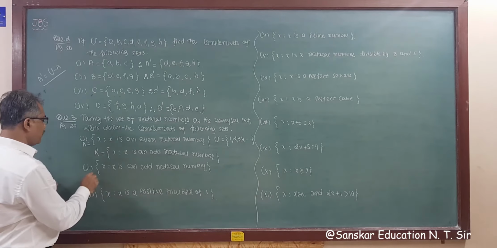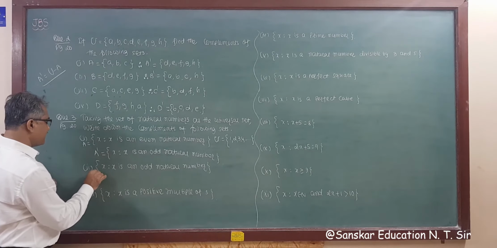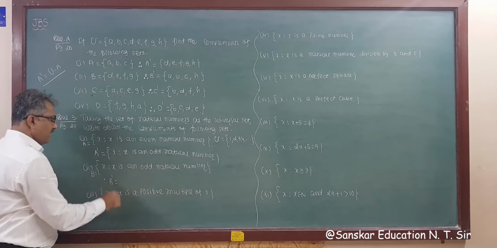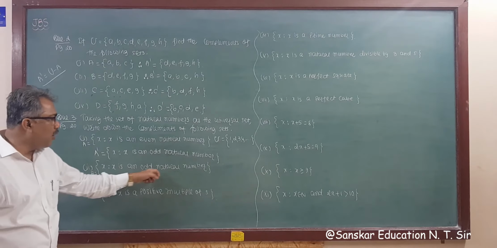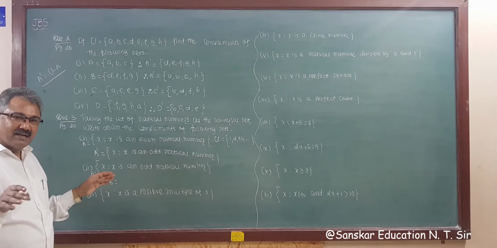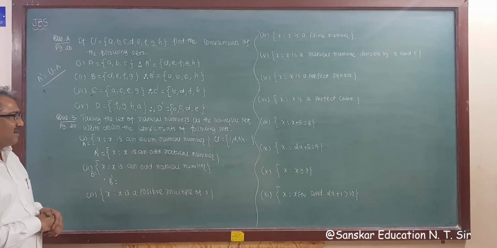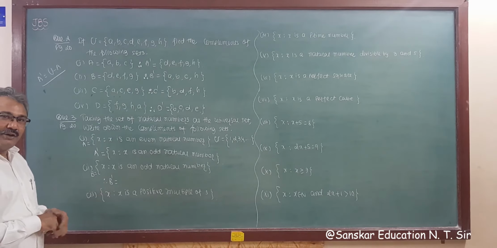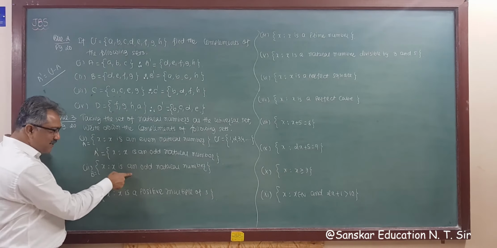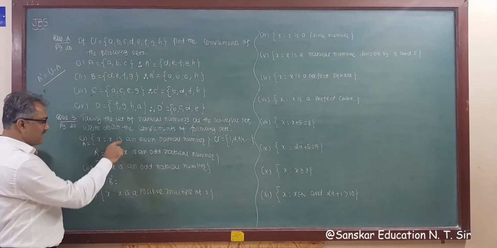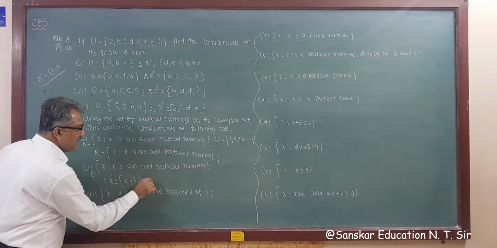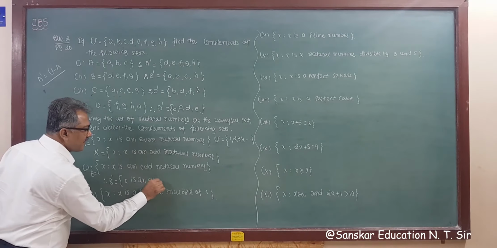Second, suppose this set is B, then B dash is x. X is an odd natural number. So x is given as odd natural numbers. Now what is your answer? Answer is even natural numbers. So this is your question, and this is your answer. So x is an even natural number.